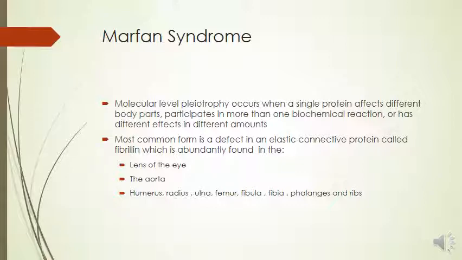One of the diseases that fits into this category is Marfan syndrome, an autosomal dominant disorder. The most common form is a defect in an elastic connective protein called fibrillin, which is abundantly found in the lens of the eye, the aorta, and in the humerus, radius, ulna, femur, fibula, tibia, phalanges, and ribs.